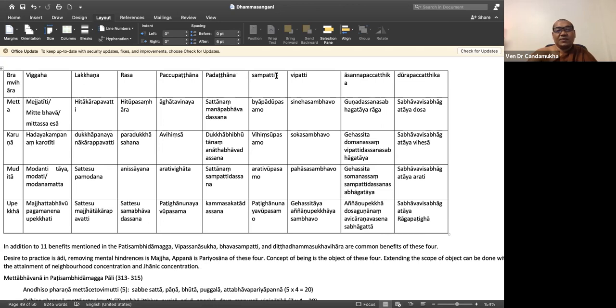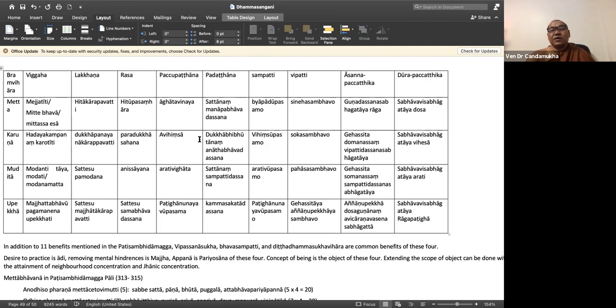And then sampatti means perfection. So it comes to the perfection, when or how. And then comes vipatti, meaning they come to the defection. And then another is asanna paccatthika. Asanna means close. Paccatthika means enemy, close enemy. Okay, close enemy to metta. What is a close enemy to metta? What is a distant enemy to metta, and so on. So asanna and dura are given here.